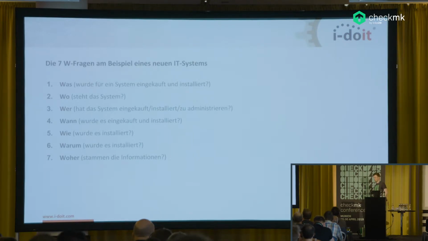Okay, so what we love to do or show is all these W questions. They are really from journalism originally, and I can just show you, okay, if we have a new IT system, for example, right? IT documentation is supposed to answer all these questions, 7 questions to be precise. So if I have a new system, the question is, what have I purchased, right? That's question number 1. What is the system like? What kind of model is it? What's installed on it? And where does it say that?